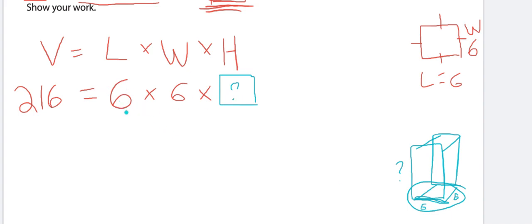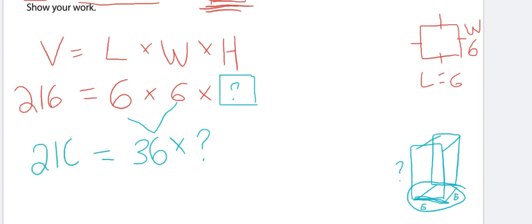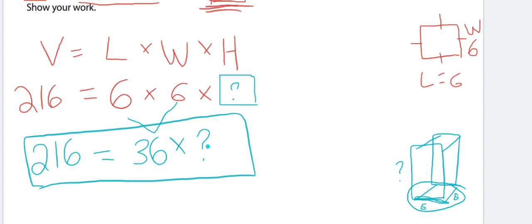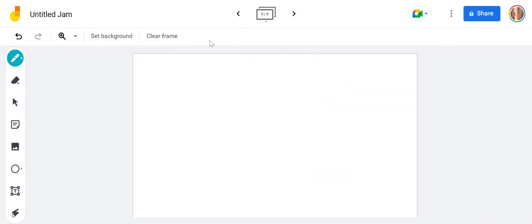So now let's look here. I can do 6 times 6. What is 6 times 6? Well, I know 6 times 5 is 30, plus 6 more is 36. So 36 times some number gives me 216. So can I multiply by a number I don't know? No, I cannot. So what is the opposite of multiplication? That's right. The opposite is division.